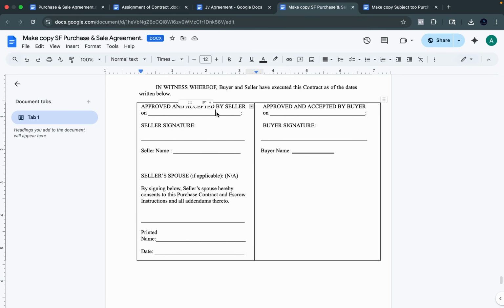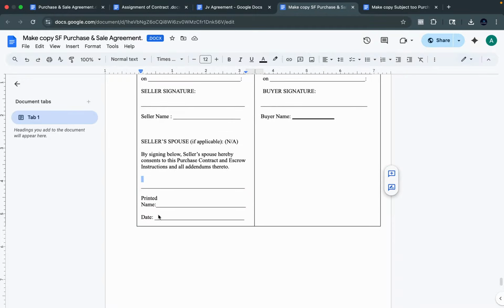So I want to make sure you guys are understanding it. So again, simple, right? Once it's been approved and accepted by seller, you put the date here, you put the date here, and you could typically do this through DocuSign, so you're not having to change the date. And then obviously seller's signature, and then seller's name, and then vice versa, buyer signature and buyer name, right? Simple. If there's more than one seller, then you put the additional seller's name and date and whatever the case and signature as well, right?